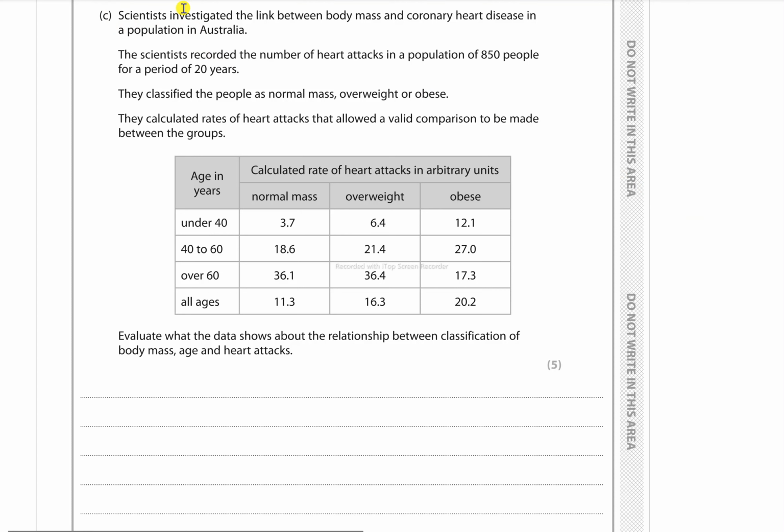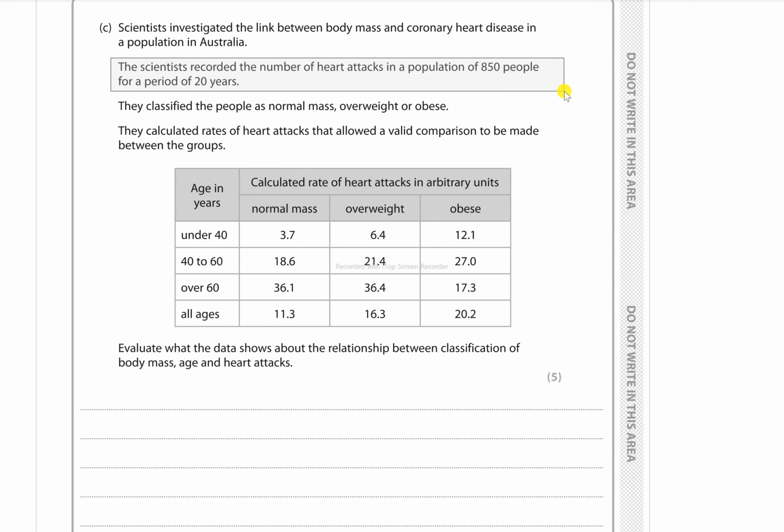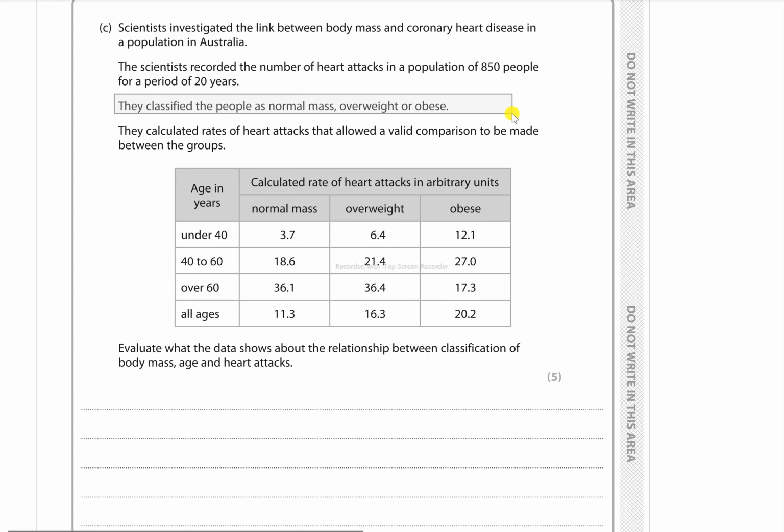Scientists investigated the link between body mass and coronary heart disease. Scientists recorded the results for heart attacks in 850 people over 20 years. They classified people as normal, overweight, or obese. They calculated the rate of heart attacks, which allowed a valid comparison to be made.